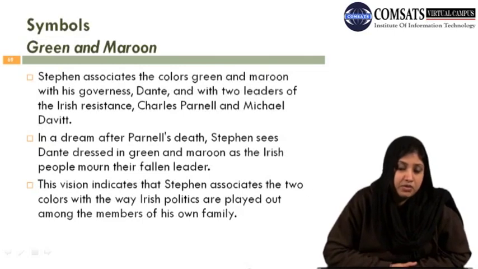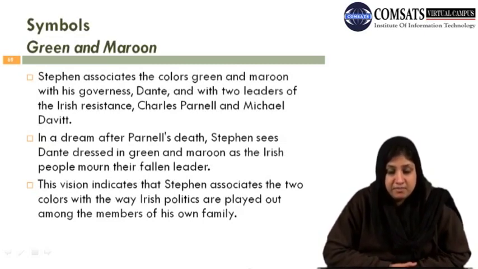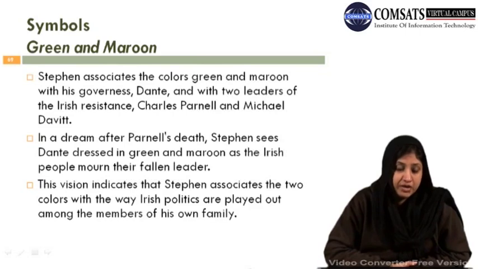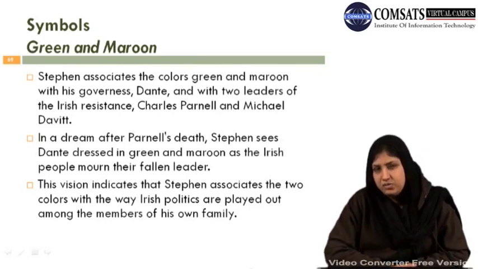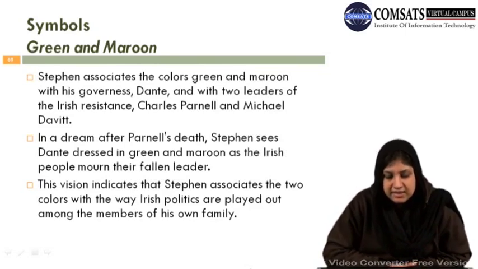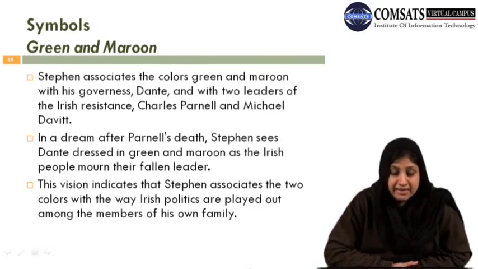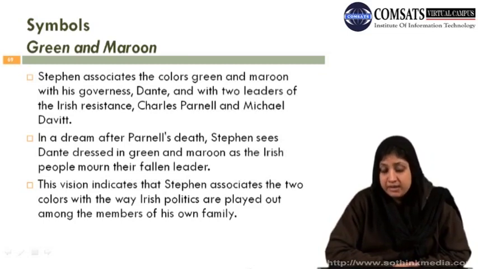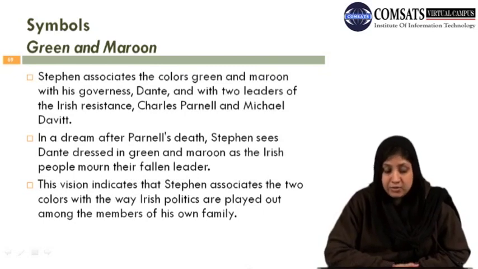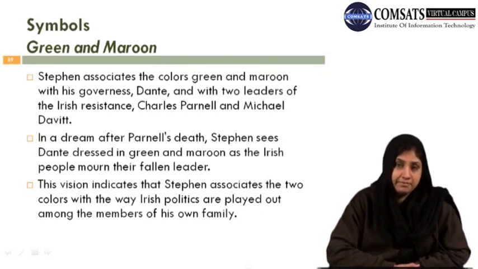And the colors green and maroon. Stephen associates the green color and maroon with his governess, Dante, and with two leaders of the Irish resistance, Charles and Michael Davitt. In a dream after Parnell's death, Stephen sees Dante dressed in green and maroon as the Irish people mourn their fallen leader. This vision indicates that Stephen associates the two colors with the way Irish politics are played out among the members of his own family.